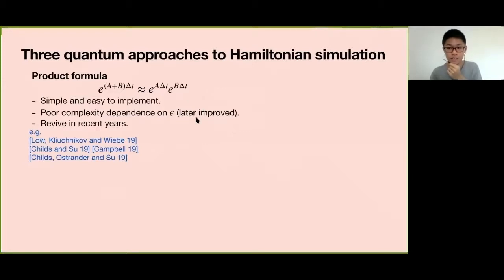If you can decompose H into several easy to simulate Hamiltonians, then the whole simulation can be decomposed into several separate simulations for these easy to simulate Hamiltonians for a short time with these approximation equations. And this approach is possibly the simplest to implement. So it has also attracted attention in recent years because people are longing to find applications of the simulation in near-term devices. The early works in this approach often have a poor complexity dependence on the precision epsilon. And this is later improved by borrowing techniques from other approaches.